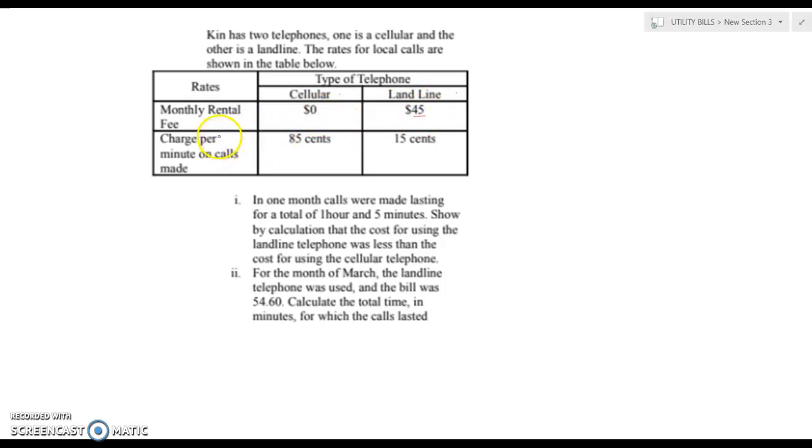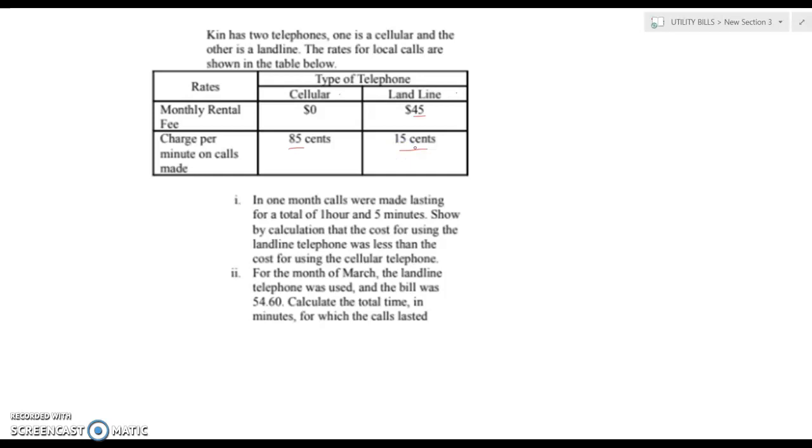Now let's go on to the other part with the rates. How much is charged per minute on the call? So every 1 minute on a cell phone, they're paying 85 cents. Every 1 minute on a landline, they're paying 15 cents. Cool. So let's look at what they're asking us.